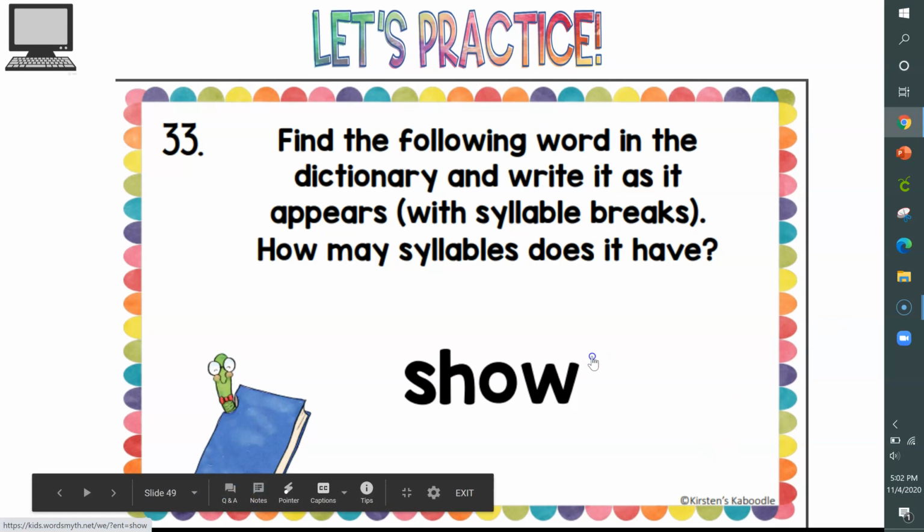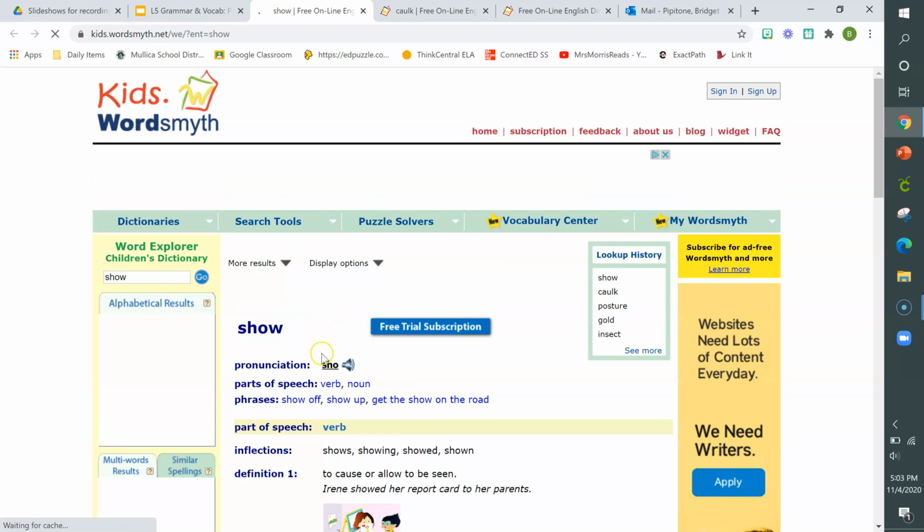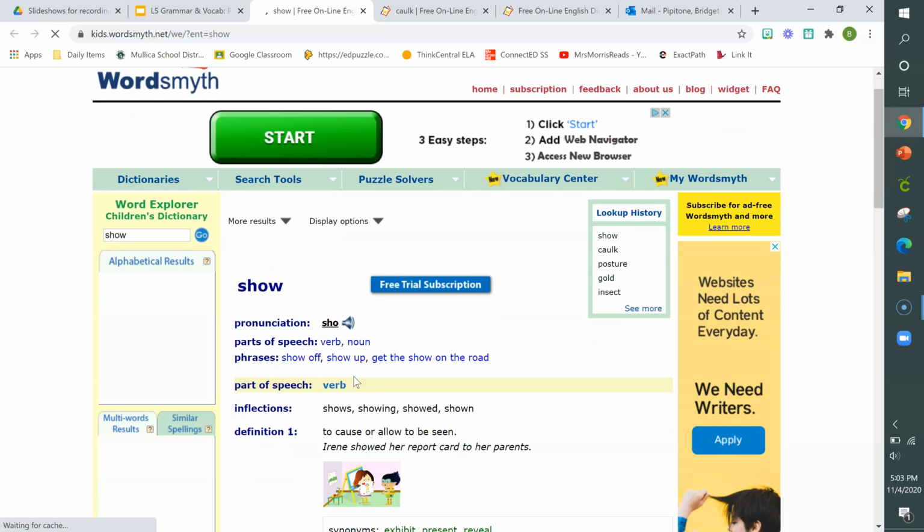Let's take a look together. When I look up the word show, I see that the pronunciation shows me S-H-O. I also don't see any dots or dashes, so it looks like show is just 1 syllable.